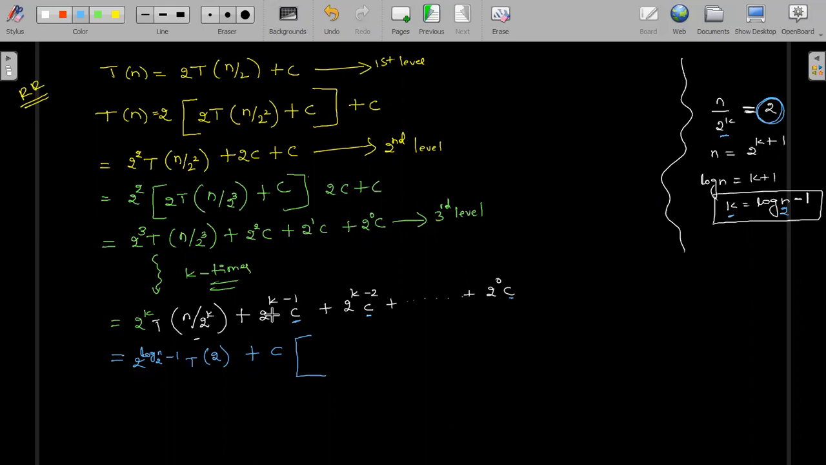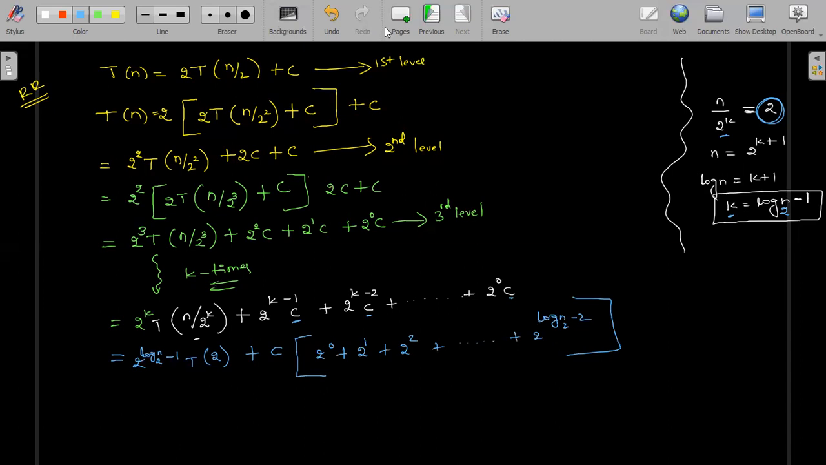Now what happens? So k minus 1, all these are a series. Minus 1, minus 2, minus 3, minus 4, 5, 6, like that it is going. So it is going to end at a positive value. That is the reason I will take it like this. See here, 2 power 0 plus 2 power 1. Again 2 square plus up to 2 power log n base 2 minus 2. Okay, that's it. This is how I will do.